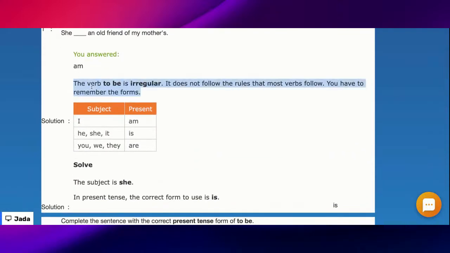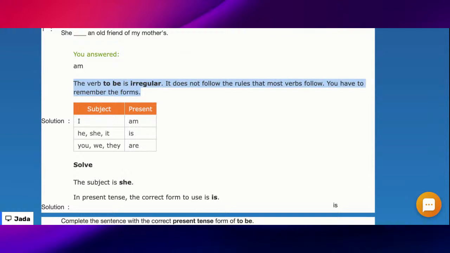The verb to be is irregular. So when you hear of the verb to be, just note that it is irregular. It does not follow the rule that most verbs follow. You have to remember the forms of the verb. So it's different from the other verbs that follow a particular rule. The to be doesn't follow a particular rule.